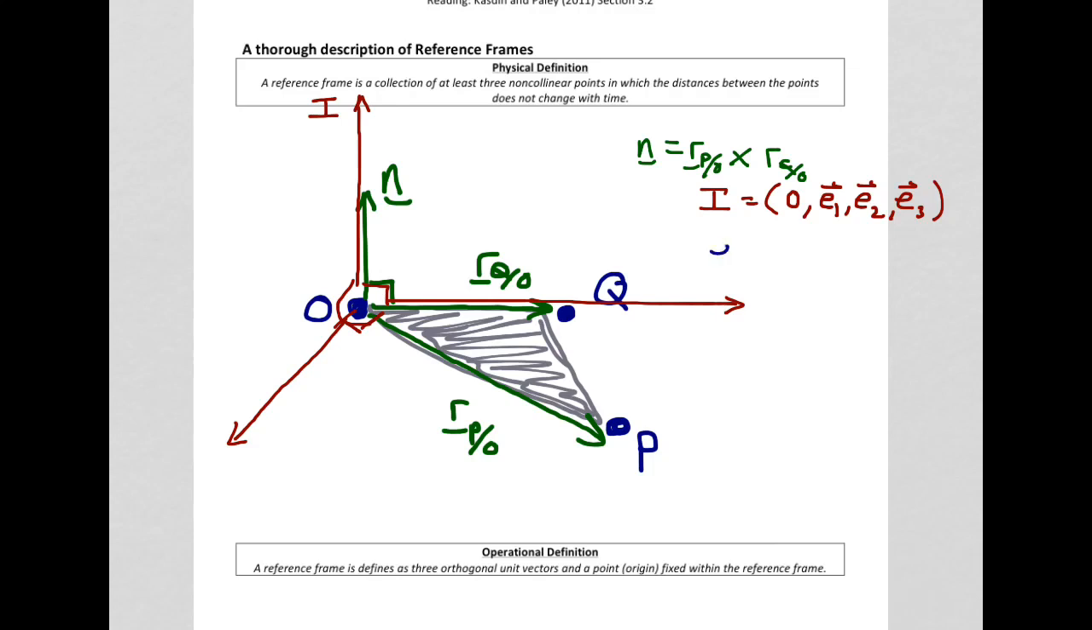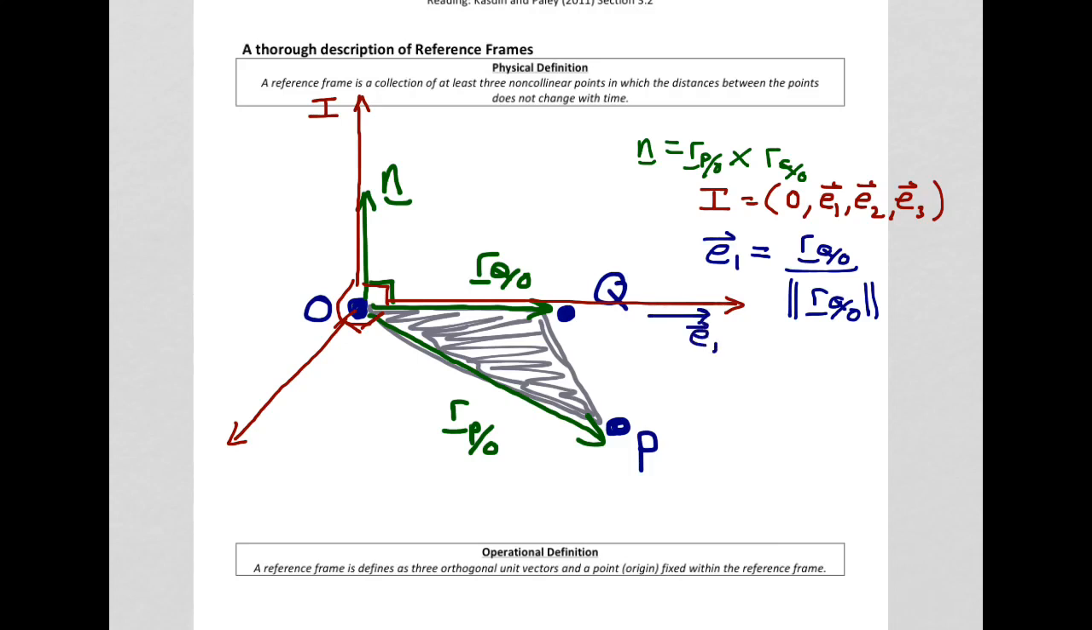E sub 1 is equal to the position vector of R Q with respect to O divided by the magnitude of R Q with respect to O. Easy enough. So that's our unit vector pointing in this direction, E sub 1.